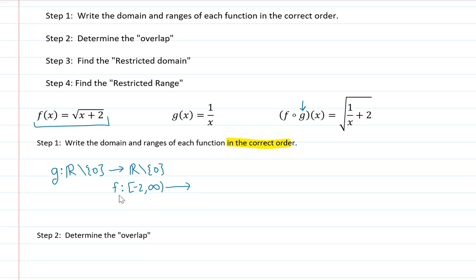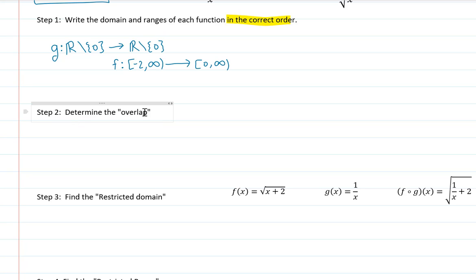Finally, let's compute the range of F. Well, it's a square root function, and this +2 business is moving the square root function left and right. It's not moving it up or down. That tells me the range is going to be from 0 to infinity. Okay, we are done with step 1. Now we can move to step 2.